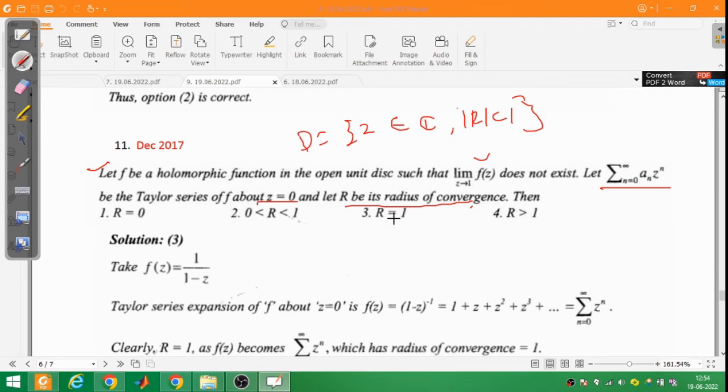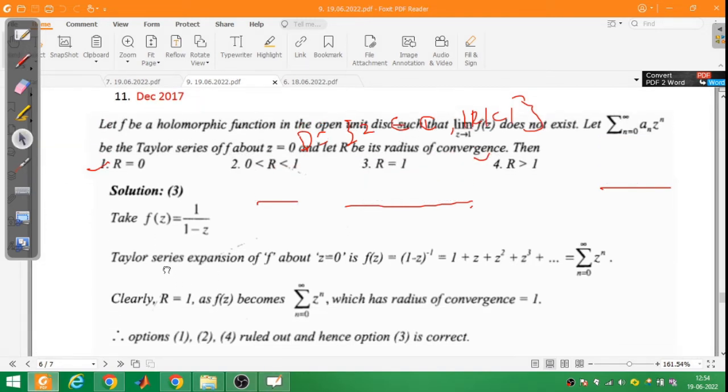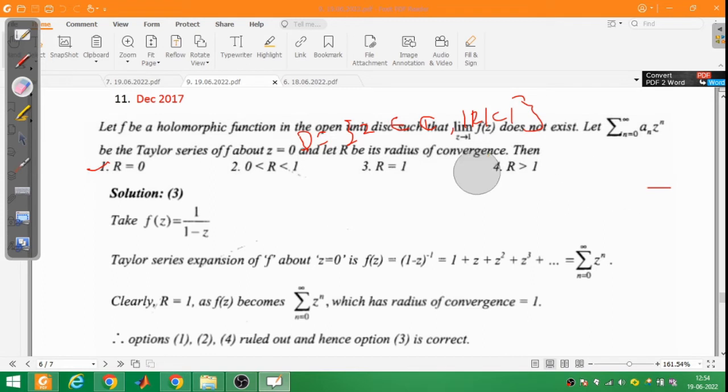Yes, sir. Okay. f is holomorphic. We want to define a function f. It is not defined as z tends to 1. Then we expand the Taylor series about z equal to 0. Then we have to find the radius of convergence of the given series. First, our aim is to define a function that is holomorphic and whose limit does not exist as z tends to 1.